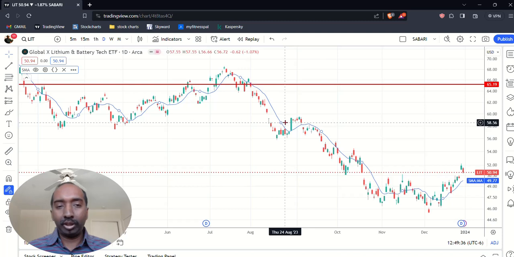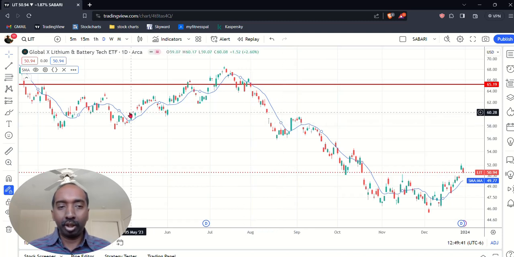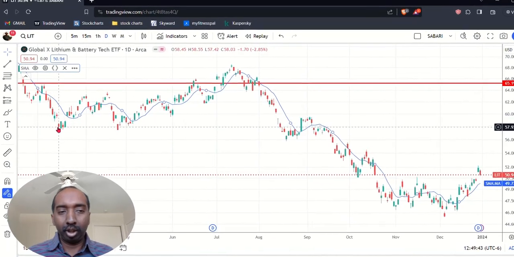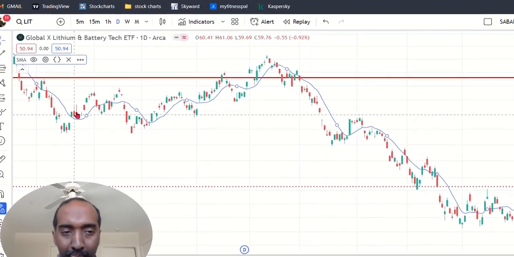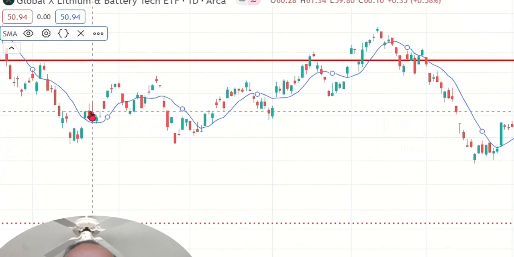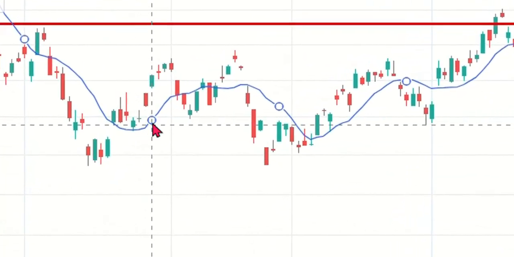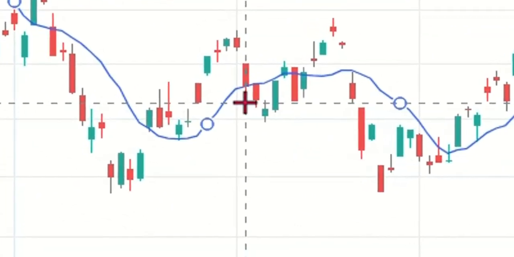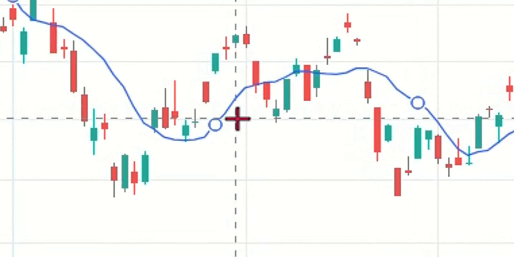Moving average is a lagging indicator. Why is it mentioned as a lagging indicator? If you observe here, the price turned upwards. However, the moving average turns upwards a little later. Right? This is the reason why we call moving average a lagging indicator. Simple moving average is also a lagging indicator.